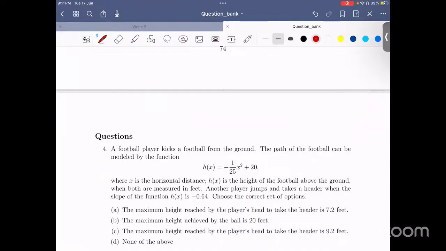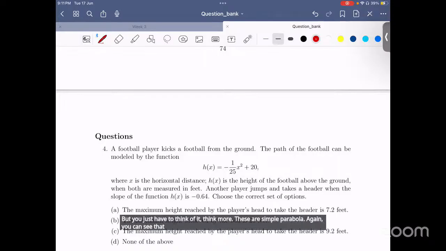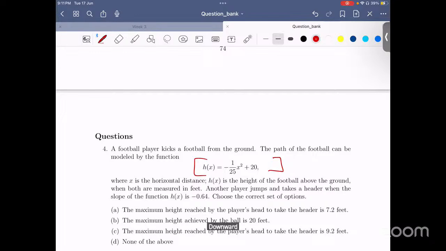Try this question. This question is also pretty simple, but you just have to think a bit. Nothing more. This is a simple parabola. Can somebody tell me whether this parabola is going upward or downward? Downward. Correct. This parabola is going downward.